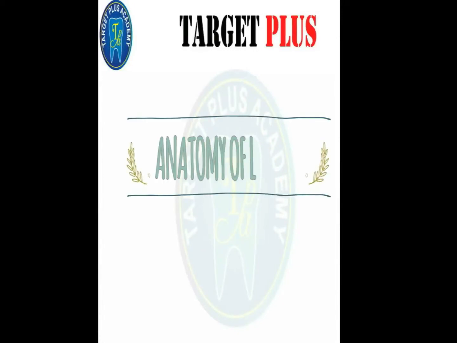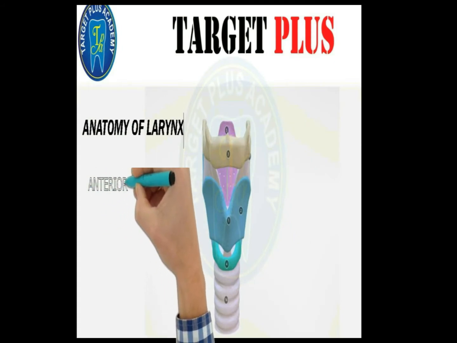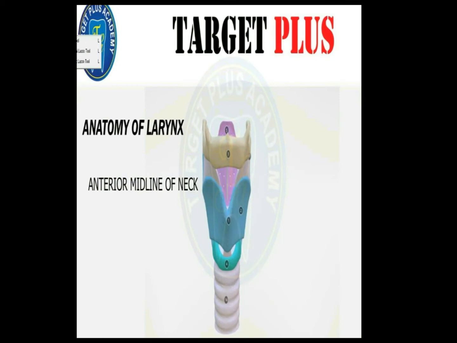Now next we are going to discuss the larynx. The larynx lies in the anterior midline of the neck. It extends from the root of the tongue to the trachea. So you can clearly see the extension is from the root of the tongue to the trachea.